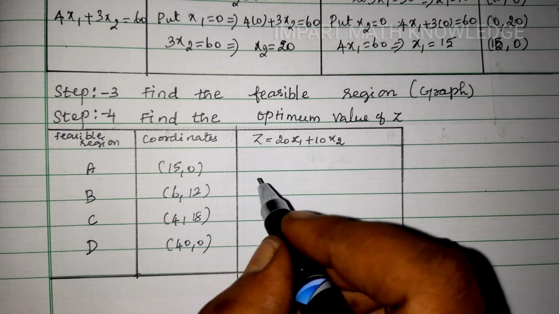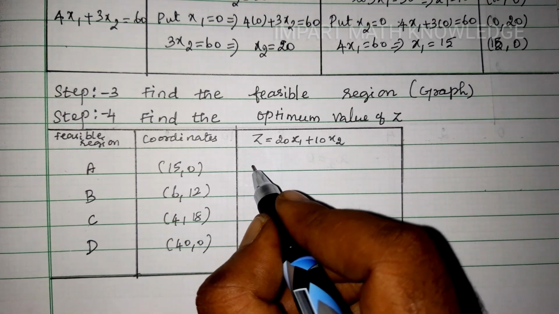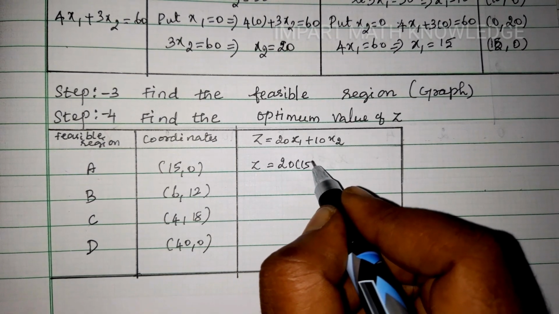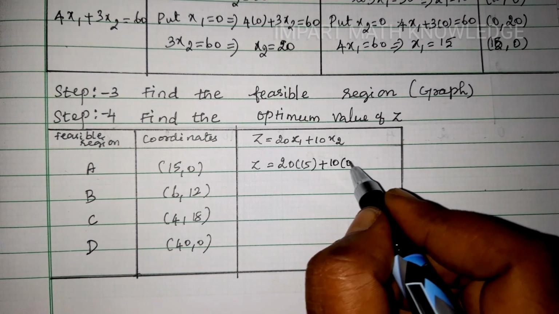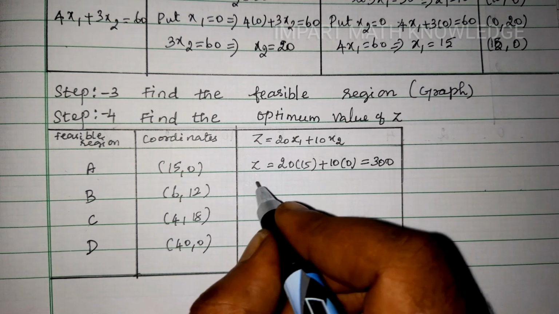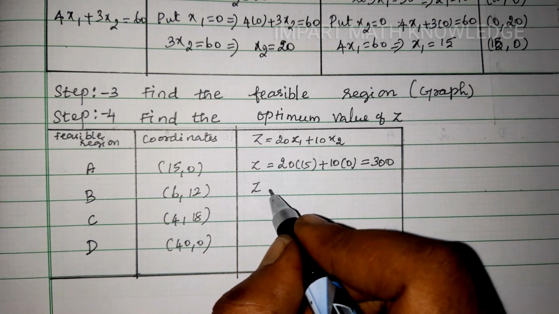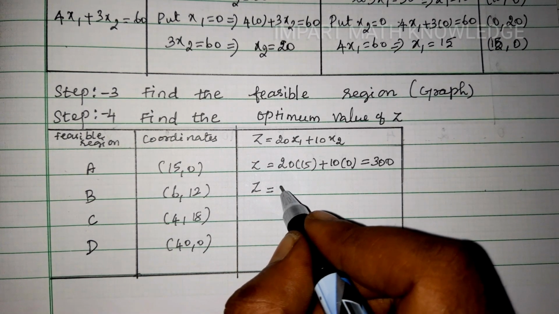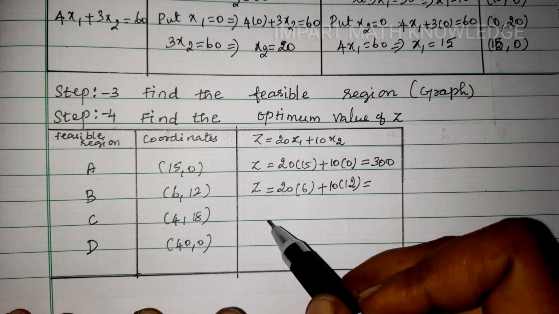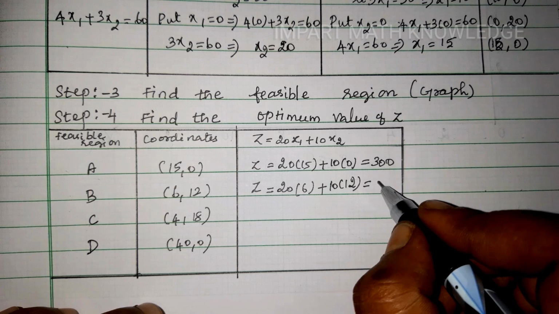Okay. Now we substitute all the values in the given value of Z. If we substitute A value, that is Z is equal to 20 into 15 plus 10 into 0. So the value is 15 into 20 is 300. Now we move to the second corner. For B corner, the coordinate is 6, 12. I'm substituting here 20 into 6 plus 10 into 12. Z is equal to 20 into 6 plus 10 into 12. So the value is 240.